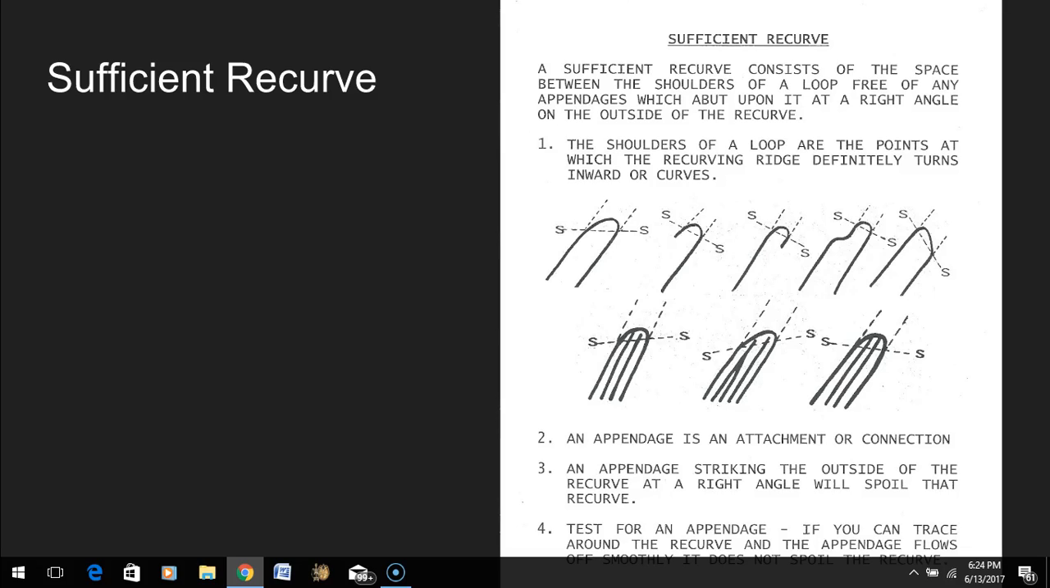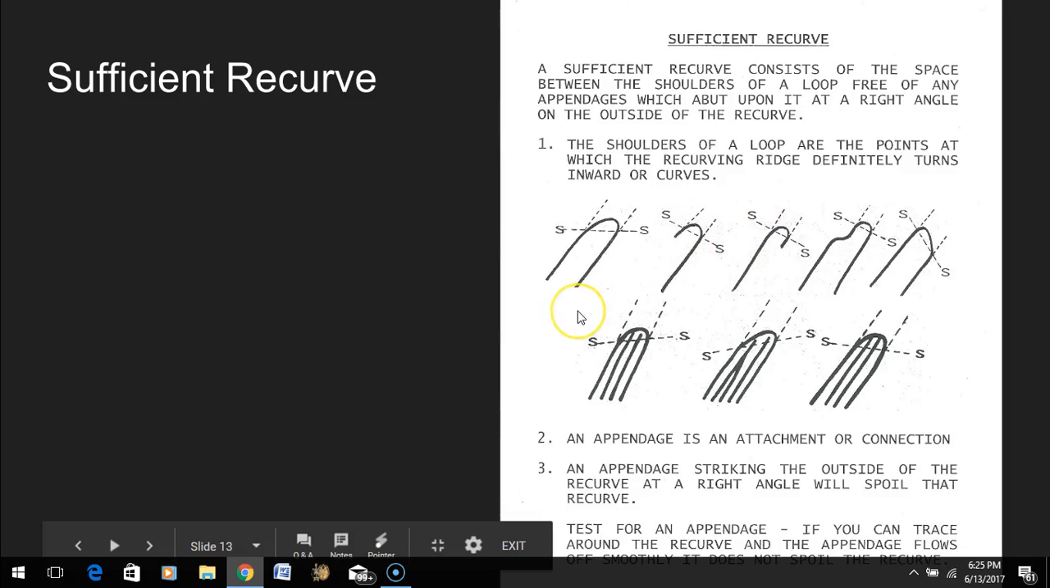All right, so a sufficient recurve consists of a space between the shoulders of a looping ridge that is free of any appendages which abut upon it at a right angle on the outside of the recurve. The shoulders of a loop are the points at which the recurving ridge definitely turns inward or curves. So if we're looking at a recurving ridge in a fingerprint, the shoulders are the points on that recurving ridge where it turns inward. So we can see on this fingerprint ridge here, here's the shoulder on the left and here's the shoulder on the right. On this fingerprint, we can see the shoulders here and here, here and here.